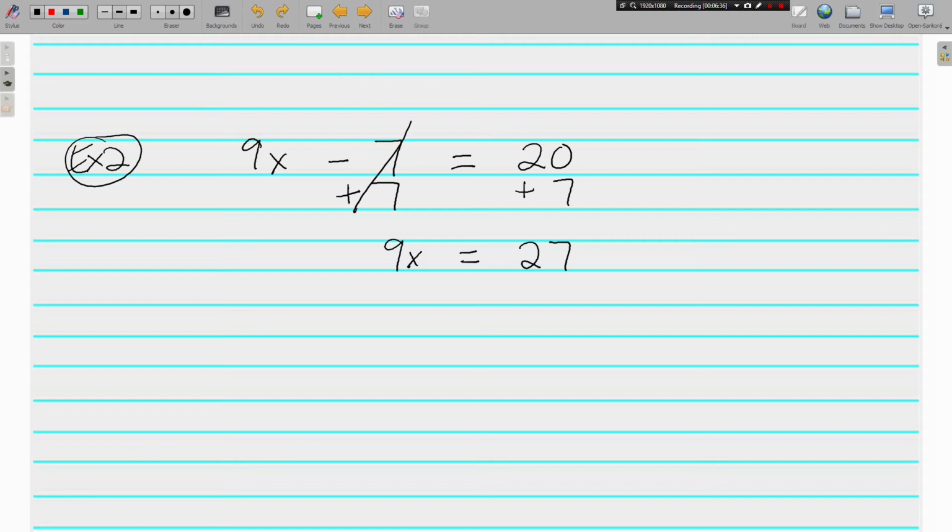What's with the x? Multiplying by 9. How do we undo multiplying? By dividing. And those are going to cancel. What you do to one side, you must do to the other side. And we get our solution of x is equal to 3.